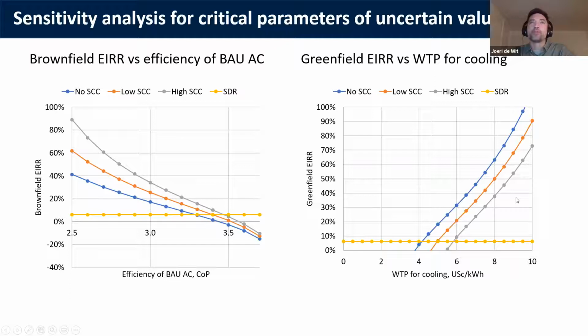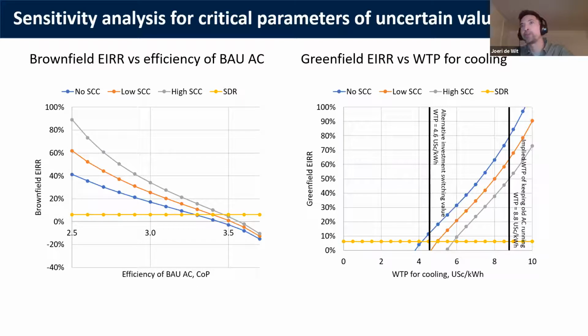So let's combine what we learned before. A switching value of 4.6 cents per kilowatt hour was found to be the level above which you would prefer the greenfield. And from observed consumption, we see a willingness to pay for keeping an old AC running at 8.8 US cents per kilowatt hour. If that second figure is anything close to what we think the more realistic willingness to pay for cooling is, then in this case, we would go for greenfield.